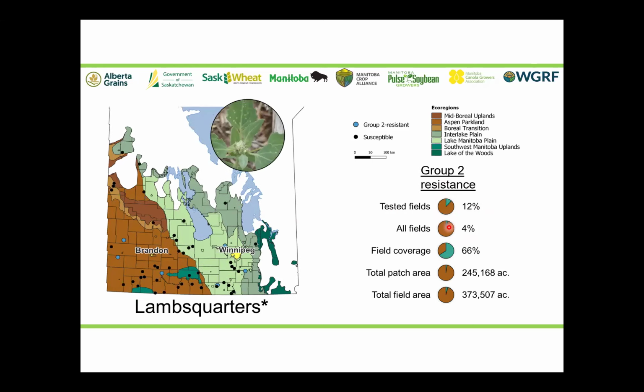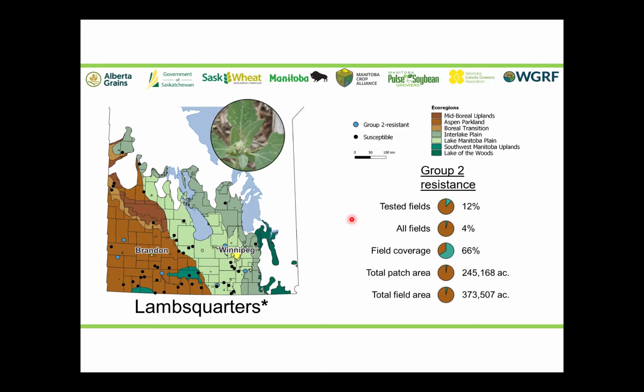We also found lamb's quarters resistant to group 2. You can see these blue dots scattered all around the province, not a lot in the north, but basically in the southern part of the province we found quite a bit of it. Again, it was only 12% of the tested fields and really only 4% province-wide, but it is something to be aware of. I do get a lot of calls on resistant lamb's quarters.